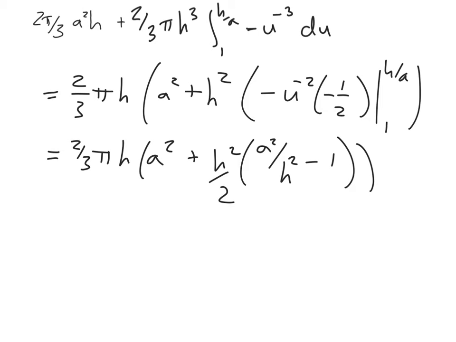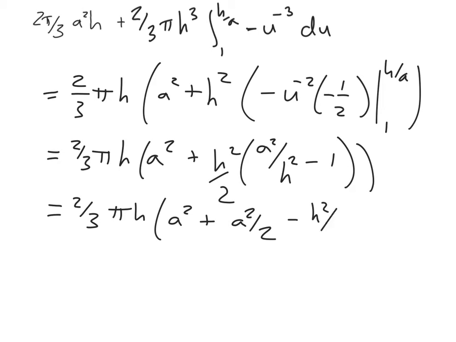And now simplifying, this is 2/3 pi h a squared plus a squared over 2 minus h squared over 2.